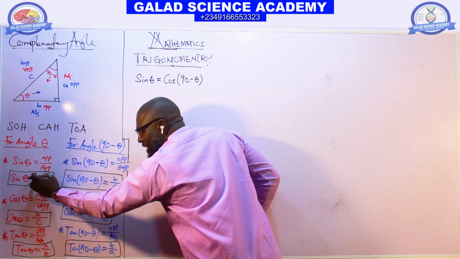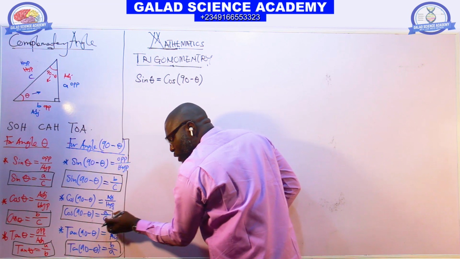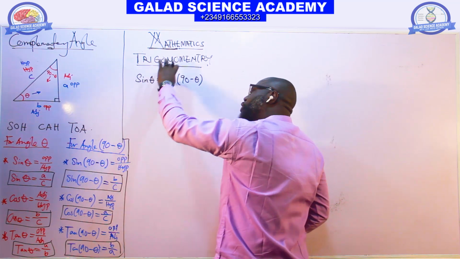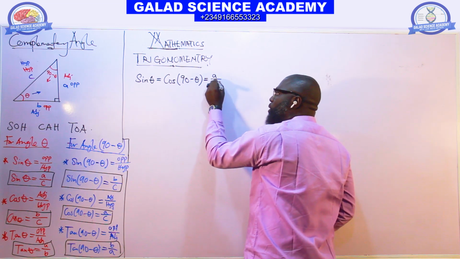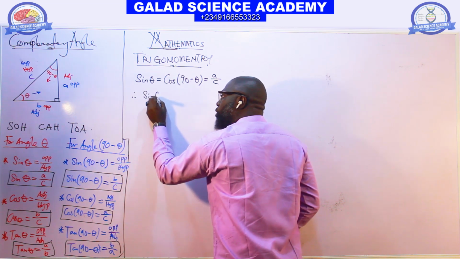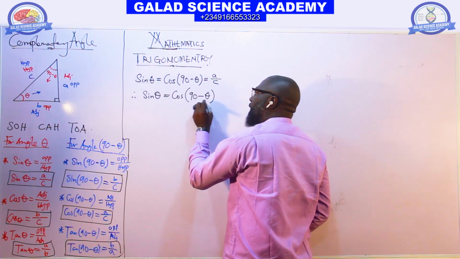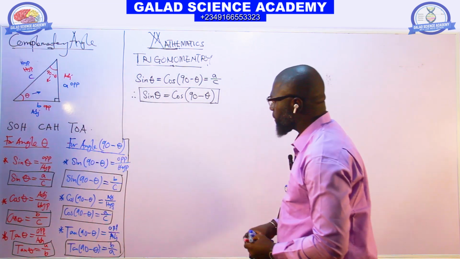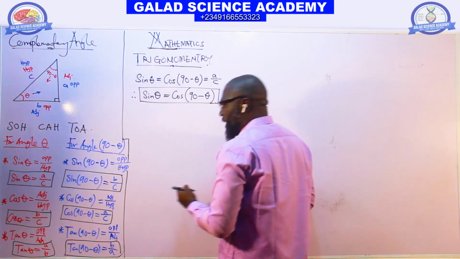See that sin theta is A over C, and cos 90 minus theta is equal to A over C. Therefore, sin theta is equal to cos 90 minus theta. In complementary angles, sine of theta will be equal to cos 90 minus theta. Please, this formula is very essential.